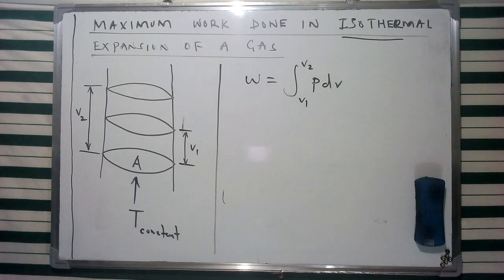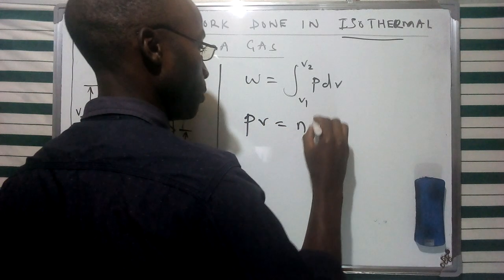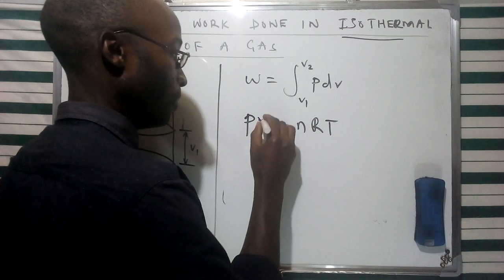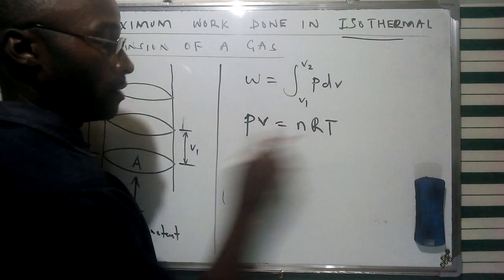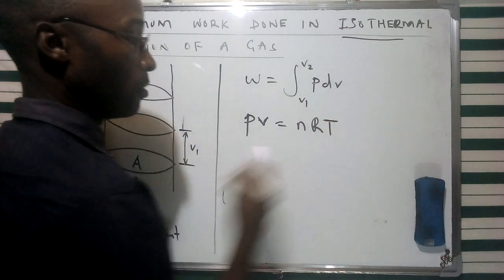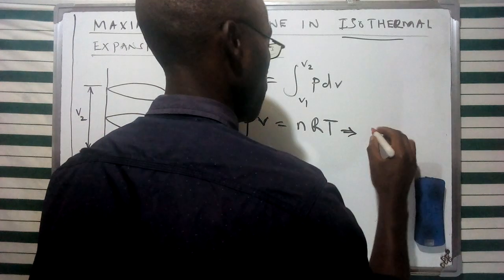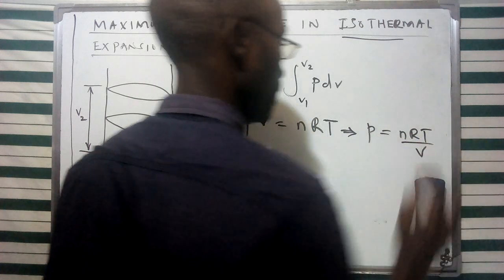Now from the ideal gas equation, we can quantify this specific element of work by using the equation PV equals nRT. Pressure times volume is equivalent to n, where n is the number of moles of a gas, R is a constant, and T is the absolute temperature. So we can describe pressure from this equation as nRT over V.